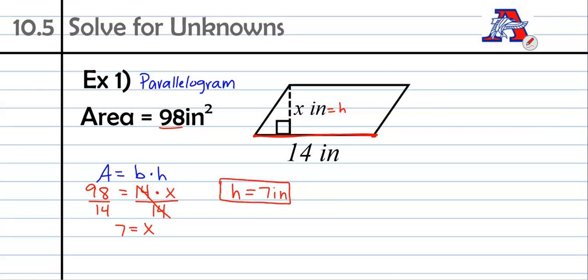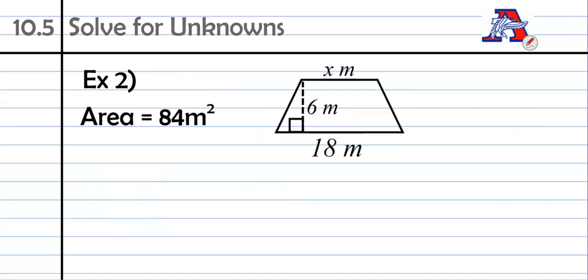Okay, the nice thing about these is you can always check your work. You can go back and grab a calculator, just type in 14 times 7, base times height, and make sure that you are ending up with 98, which we do. So we can move on to the next one.